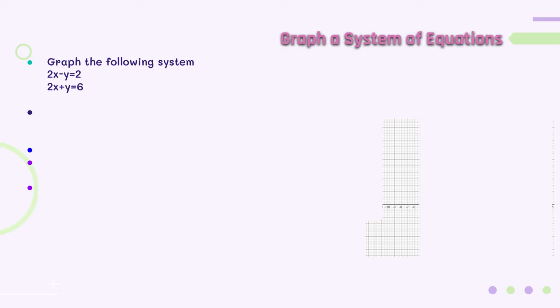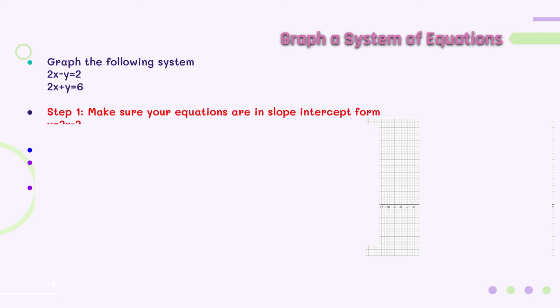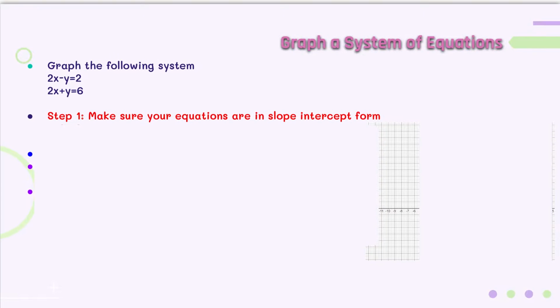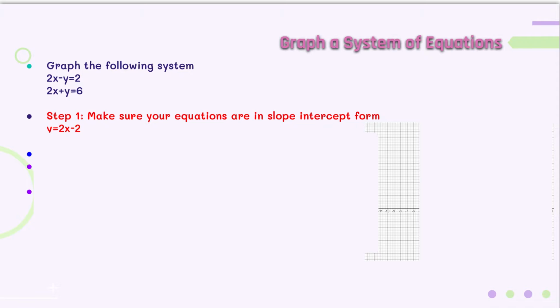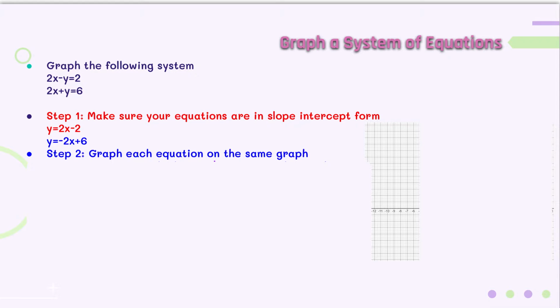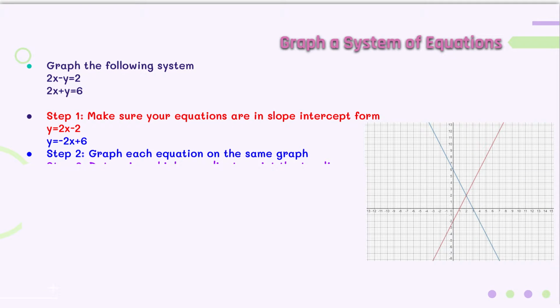So to graph a system of equations, here's a question. Graph the following system: 2x minus y equals 2 and 2x plus y equals 6. Step 1, make sure your equations are in slope-intercept form. I rearranged my equations and got y equals 2x minus 2 and y equals negative 2x plus 6. Step 2 is to graph each equation on the same graph. So that is what I did over here. I graphed them on the same graph.